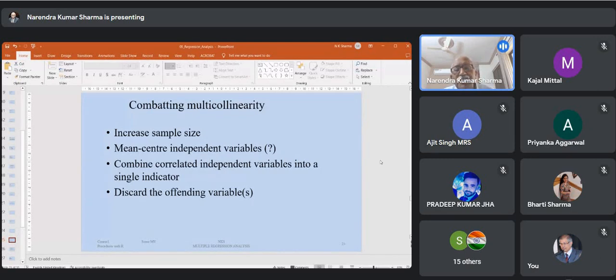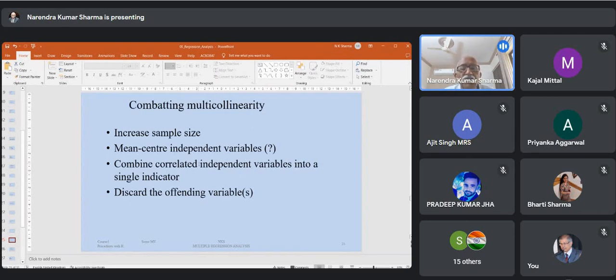And these variables are called offending variables. Offending variables are the ones which are offending your results. For example, you expect positive regression coefficients, but you get negative regression coefficients, or they are affecting the whole model, etc. So again, we'll see how we go about this process.